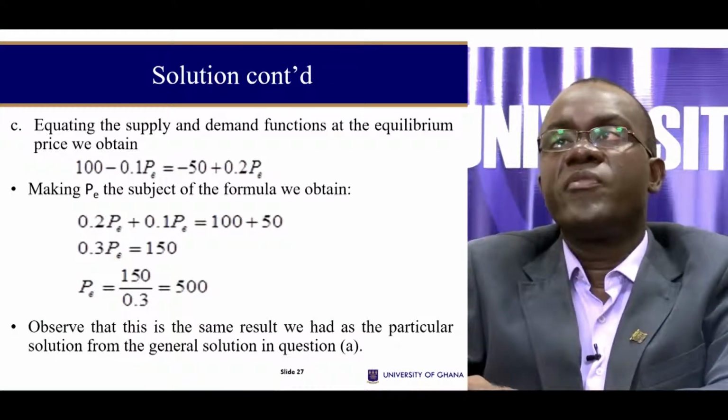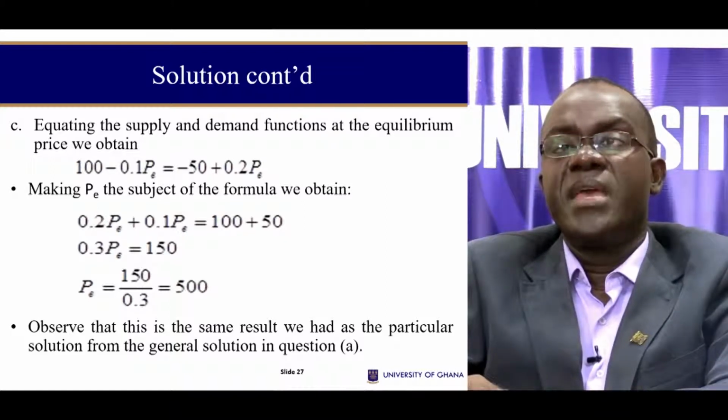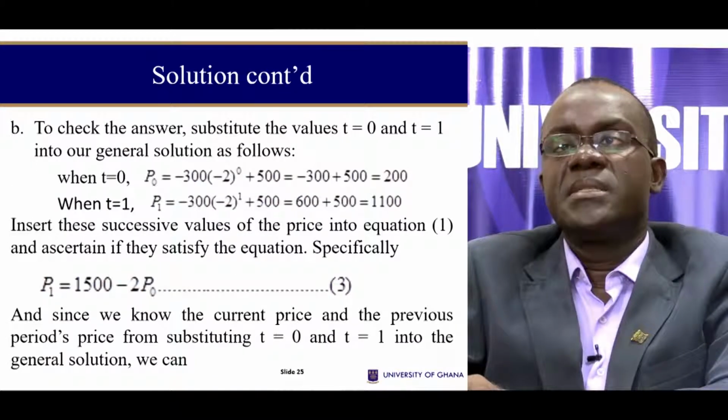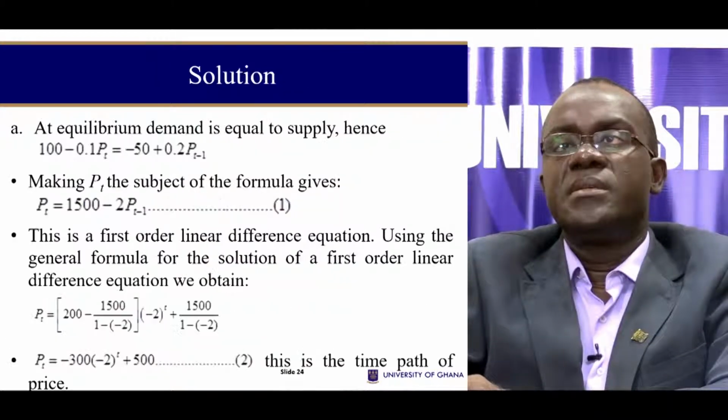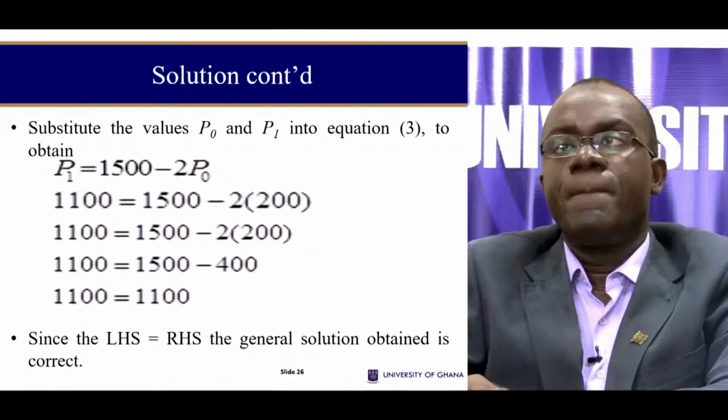And we can also find the equilibrium price. When we equate the two equations, we have the equilibrium price to be what you have over here, 500, and it's exactly what is standing here as our solution, 500 here.